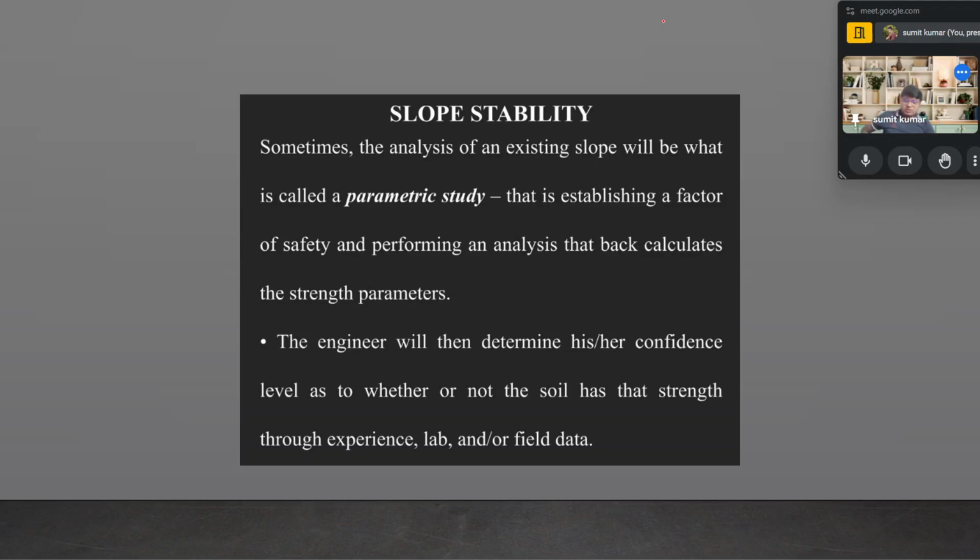Now we see slope stability. Sometimes the analysis of an existing slope will be what is called a parametric study, that is, establishing a factor of safety and performing an analysis that back-calculates the strength parameters. The engineer will then determine his or her confidence level as to whether or not the soil has that much strength, through experience, lab, and field data. So over there, we could perform some analysis.